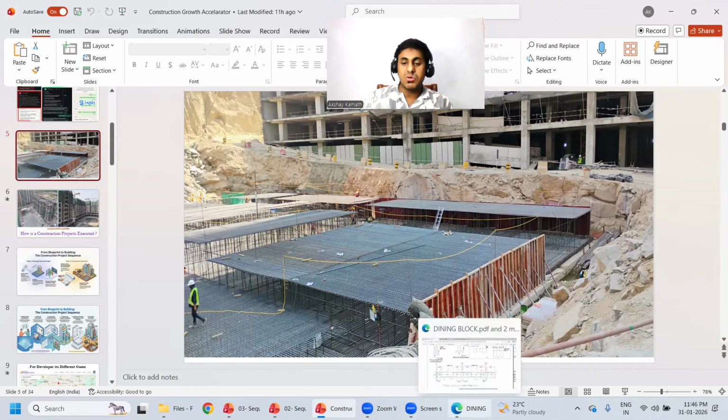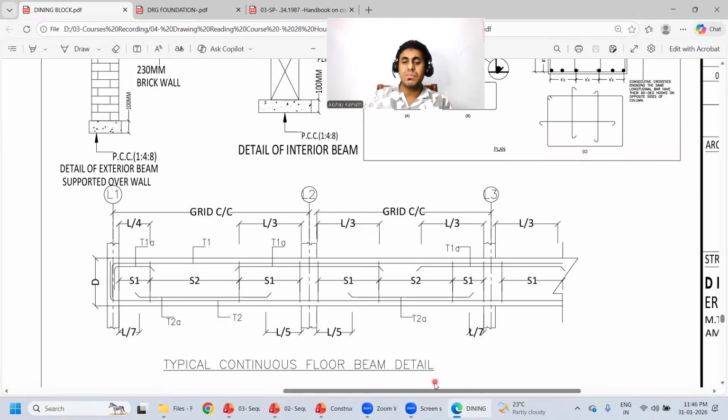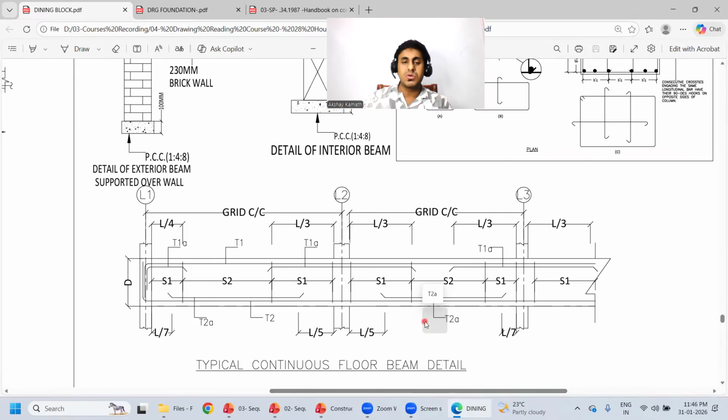Now to begin with, you might be familiar with structural drawings. If not, no need to worry. Over the period of time, many videos will come on drawing reading.